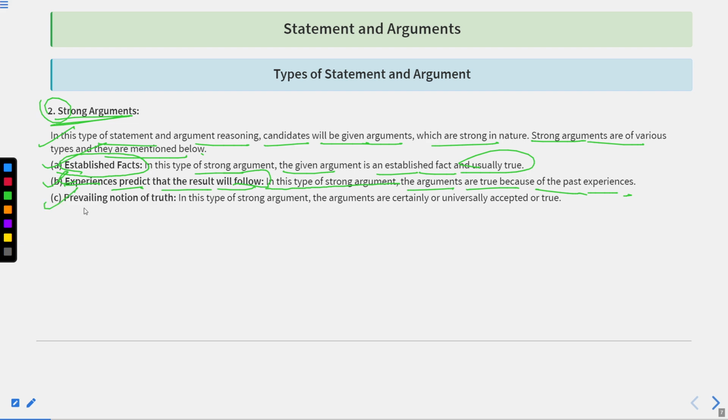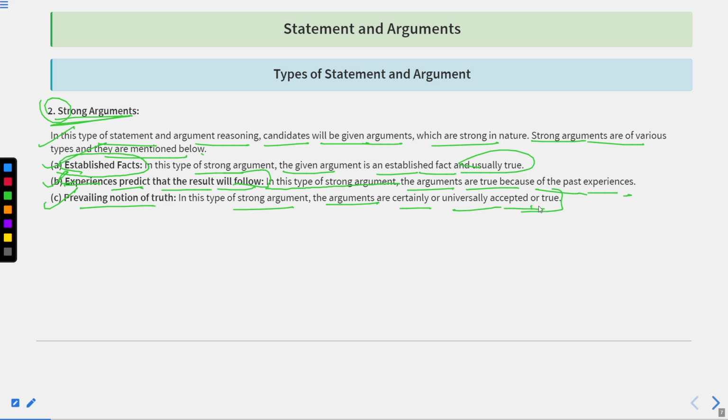And the prevailing notion of truth means that in this particular type of strong statement, the arguments are certainly and universally accepted or true. A strong argument is that society is changing, society is getting modernized. The prevailing notion of truth is that yes, society is changing because we are globalizing, we are taking globalization into mind, we are talking about modernization.